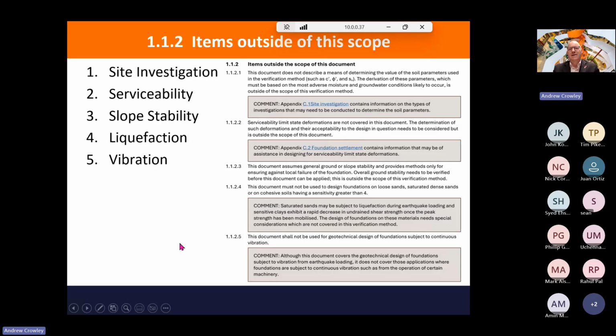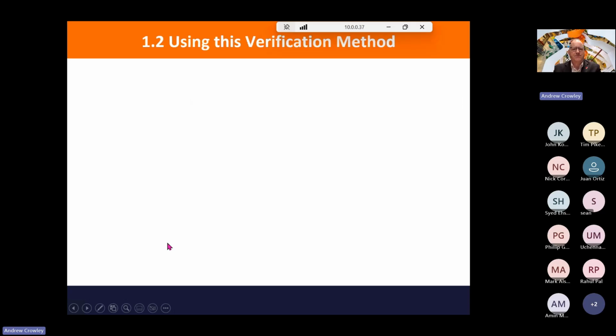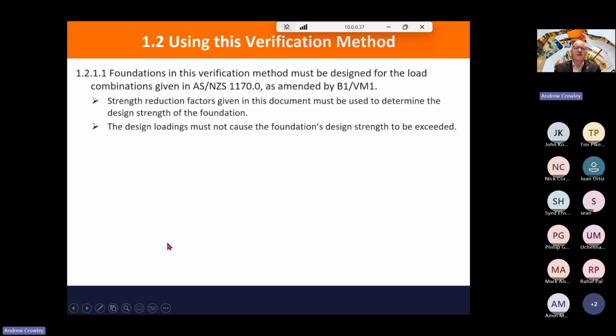Now, what you need to know is what's not included in VM2, and all of these activities, so site investigation, serviceability, slope stability, liquefaction and vibration, are not included in VM2. We are just looking at the simple design of, in this case, pad foundations, but it also covers retaining walls and piles. And what you need to do is talk to your local friendly geotechnical engineer to have insight onto all of these items.